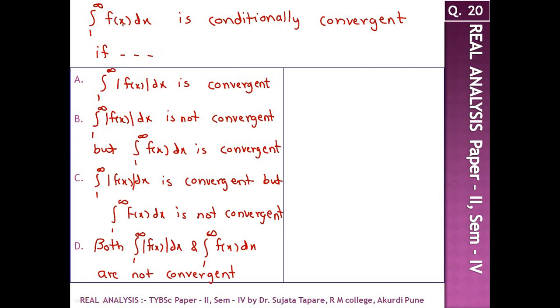Integration 1 to infinity f of x dx is conditionally convergent if, when it is conditionally convergent, after putting modulus to f of x, this integral should not be convergent. So this should not be convergent. So the first option is not correct. Second one: it is not convergent, but integration 1 to infinity f of x dx is convergent. Yes, B is the correct option. So the answer is B.